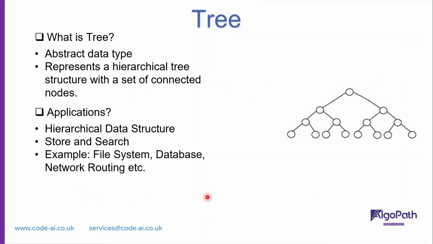So a tree is basically an abstract data type that represents a hierarchical tree structure with a set of connected nodes. In real-life applications, it is used for hierarchical data and also to store and search data, for example, in file systems, in databases, and also in network routing.